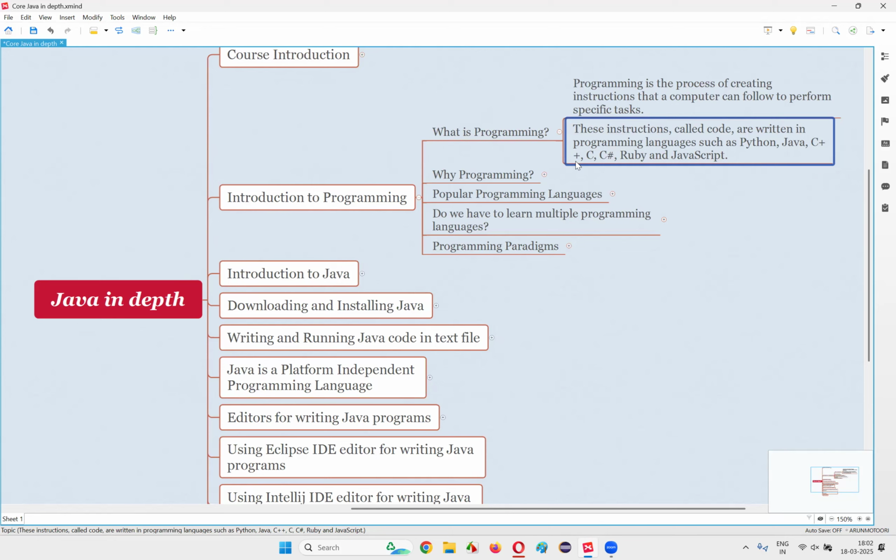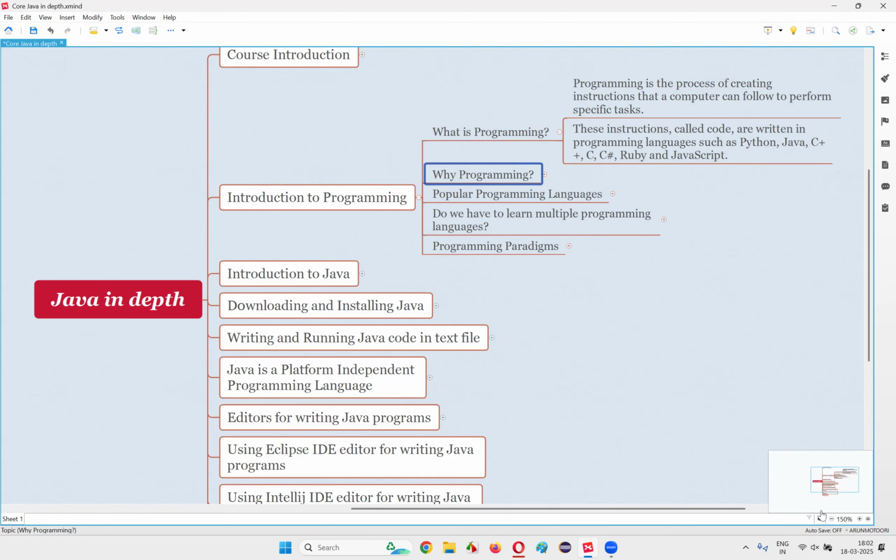Java, Python, C Sharp, Ruby, JavaScript, C, C++, Go language, Haskell. Many programming languages are there in the market that the programmer can use for creating the instructions. Those instructions will be given to the computer to perform some specific tasks. This is what is called programming, guys.